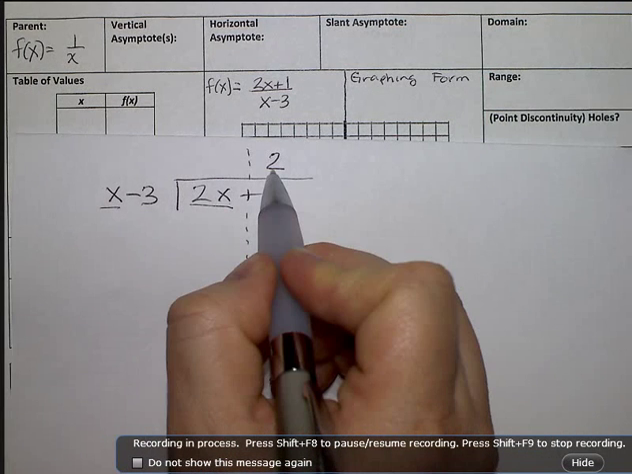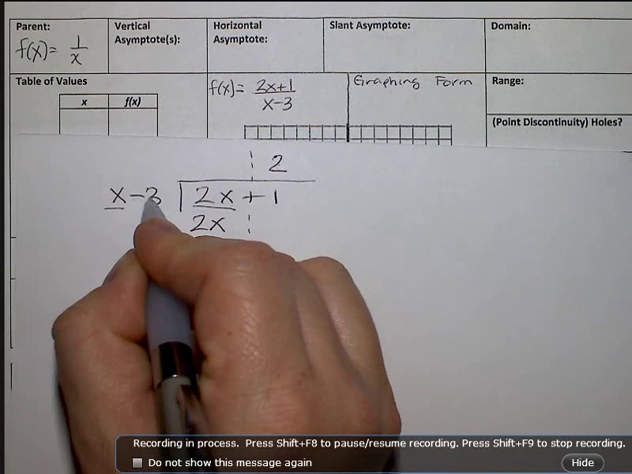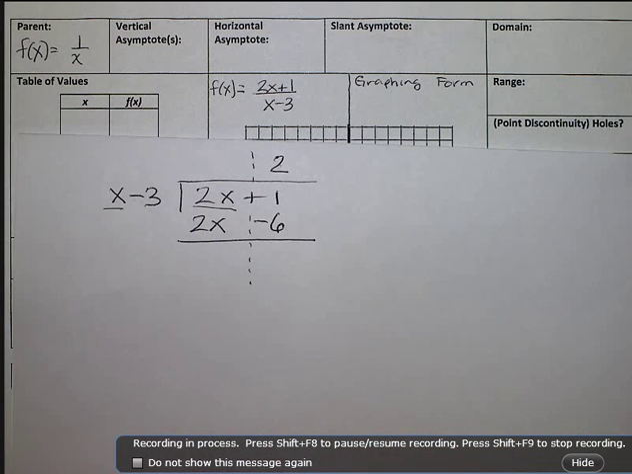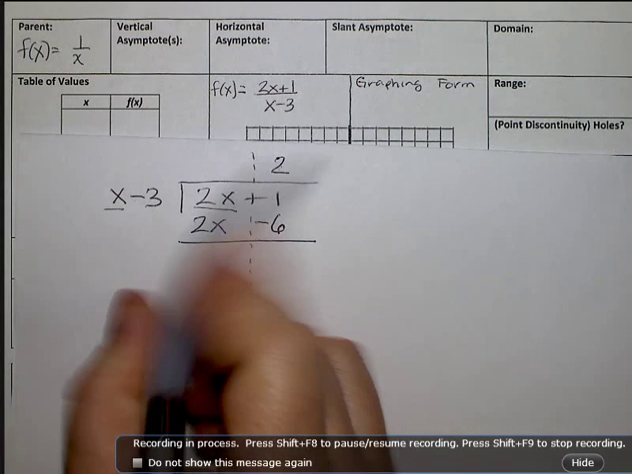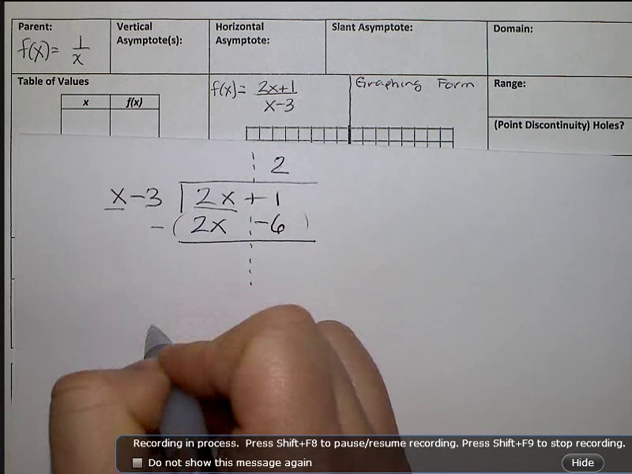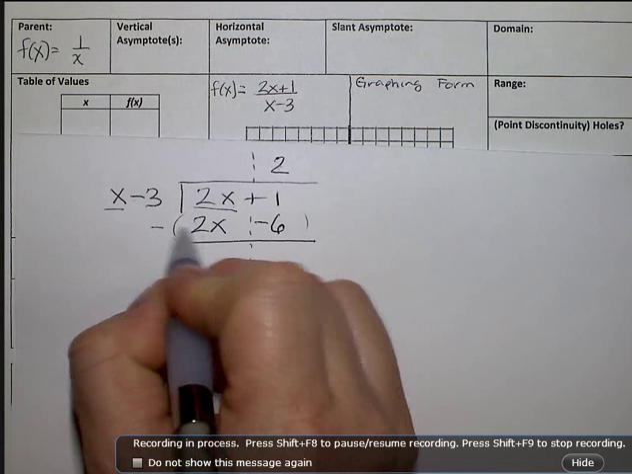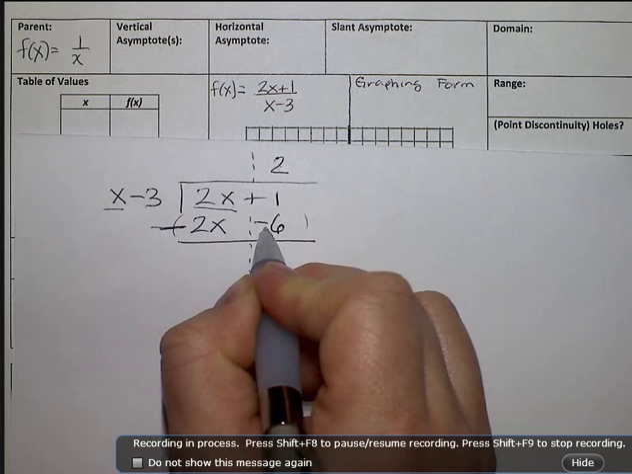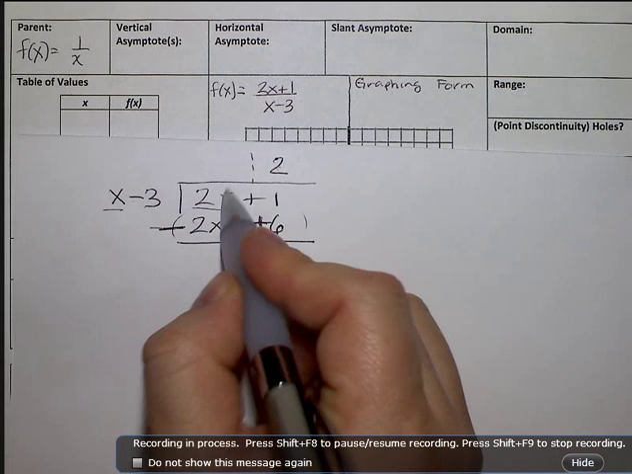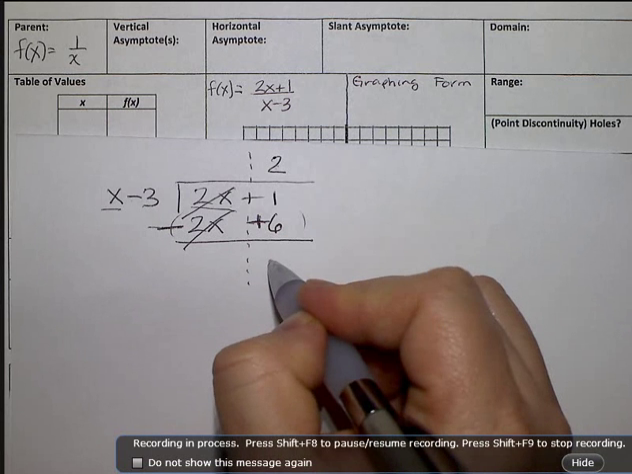Now I'm going to multiply. 2 times x is 2x. 2 times negative 3 is negative 6. So first choose a number, then multiply. And now we're going to subtract. And by subtracting, what we really do is we change the signs of everything in the second row. So this was positive, it becomes negative. This was negative, it becomes positive. Okay, we're going to add straight down. Positive 2x and negative 2x cancels out. That's our goal. And positive 1 and positive 6 is 7.